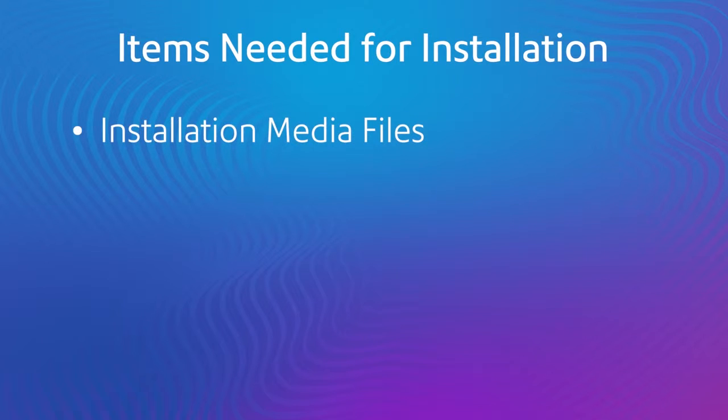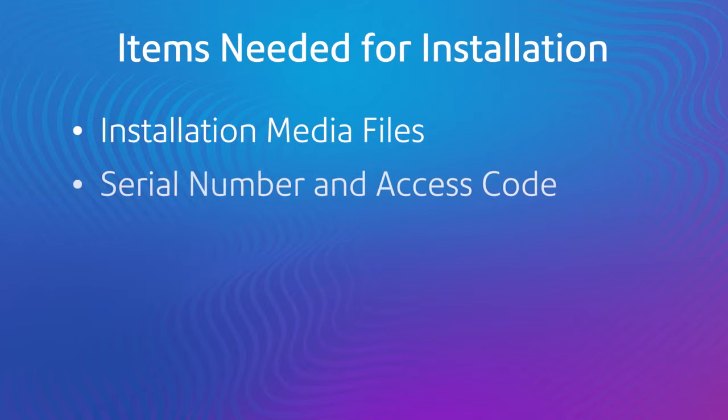Before we begin, we need to ensure we have available a number of items that will be required during the installation. Here's a quick list of the things we will need. Installation media files. These can be downloaded using the link in the PB Fulfillment email. The serial number and access code. These are contained on the product activation card or in the email from the PB Fulfillment team.